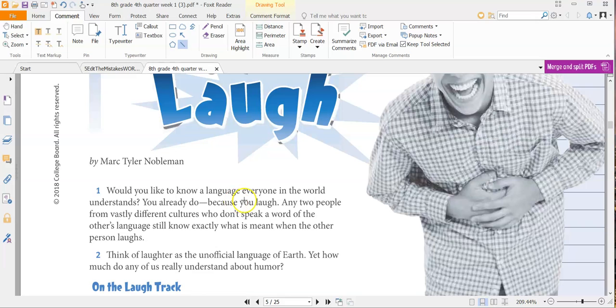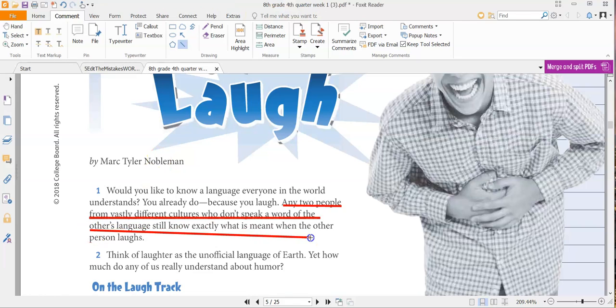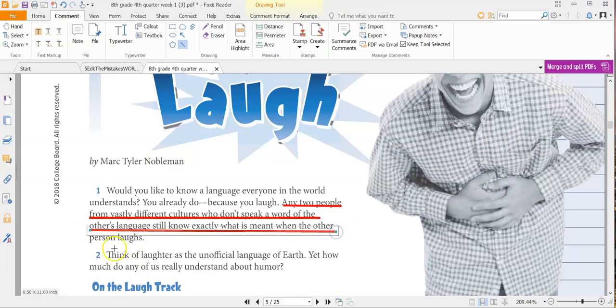So I think that last sentence is probably my main idea of that paragraph, because to me it describes what that paragraph is talking about, which is that any 2 people of any part of the world can understand each other when they laugh. And that just means that laughter is universal. So also, I'm going to give an example of how to circle. I'm going to circle the word vastly. You may or may not already know what that means, but basically it means drastically different or broadly or widely. So if I say it's a vast piece of land, that means it's huge, it's wide, it's broad.